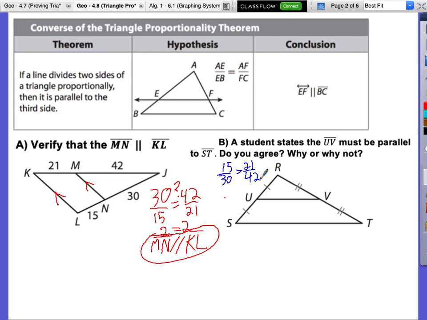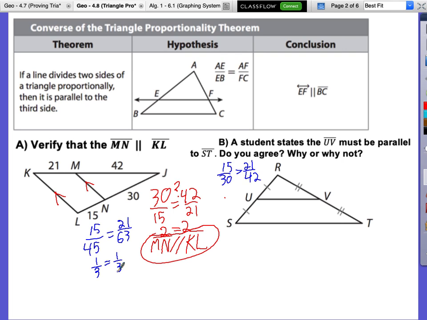Could we also do, say, 15, this is part of it, over the whole side 45, and 21 over the whole side 63? They would end up being the same thing. They both reduce to a third. So we have a variety of things we could do. You can incorporate the whole sides if you want.